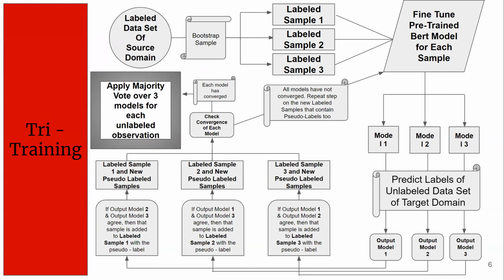If they do agree, that sample is added to the label sample of the model that you're testing it on with the pseudo label, which is being predicted by the other 2 models. So now we have the label sample that we originally had and new pseudo label samples that is then used to train each of these 3 models. Now, this keeps on going until each of the models converges. And as soon as it converges, we just use a majority vote over the 3 models to choose the labels for each of the unlabeled observations.